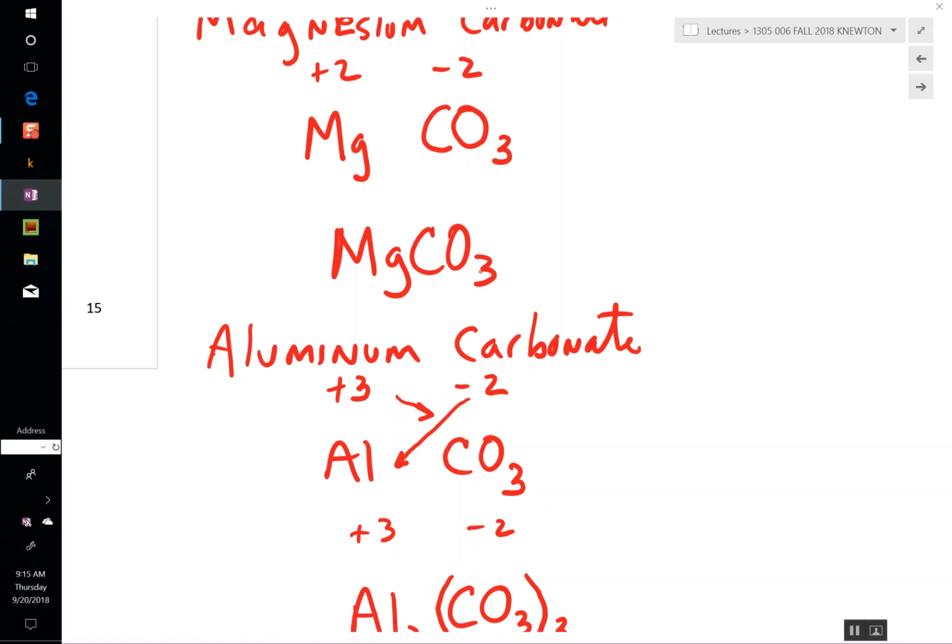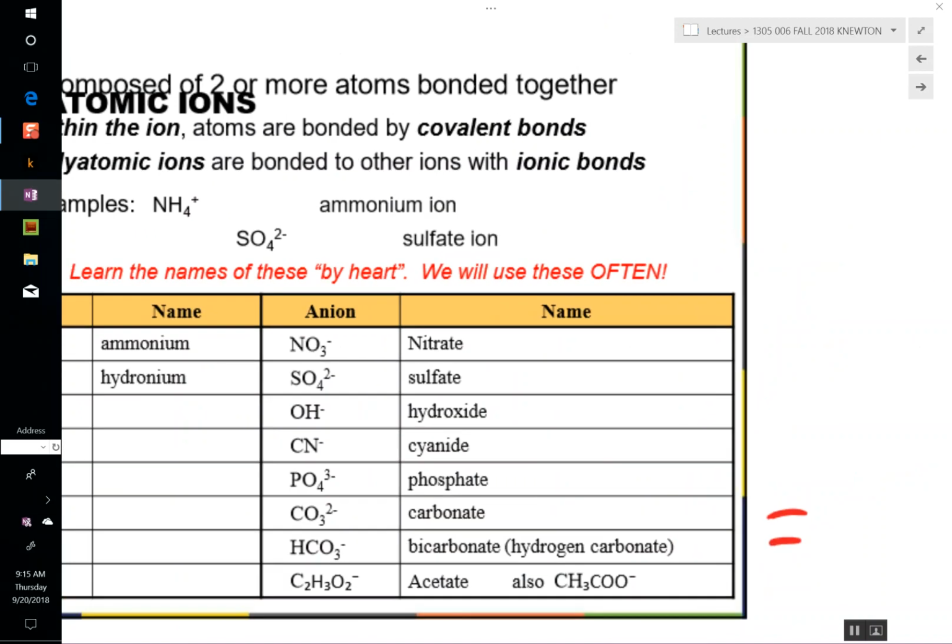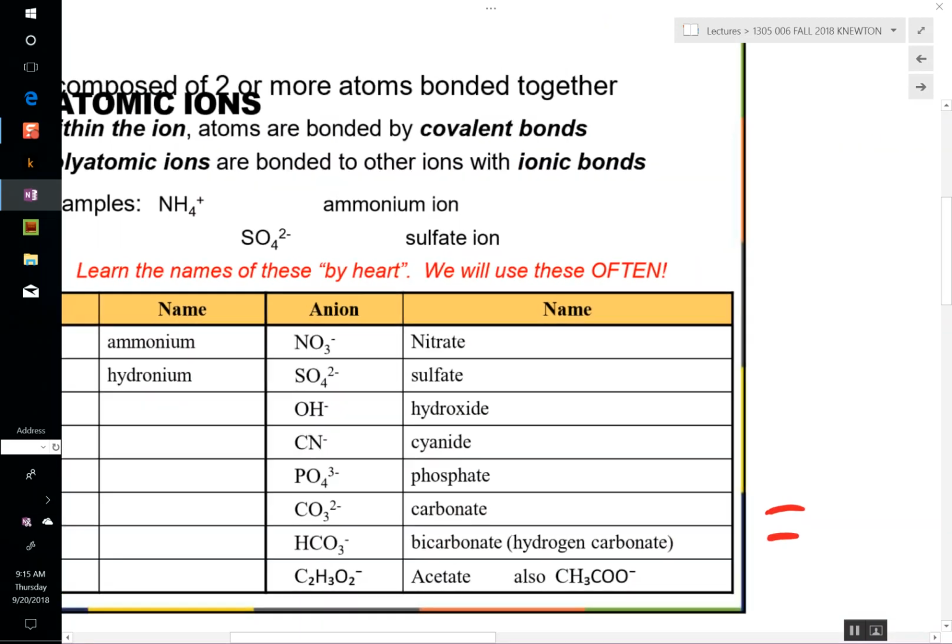Okay, now you're heading off into the weekend. You've got these 4 tables. You should start committing these to memory. If you want to put these on 3x5 cards, you know, carbonate on one side of the card, CO3 with a -2 charge on the other side. Look at what sulfate is, SO4 -2.